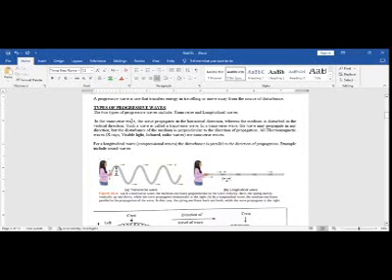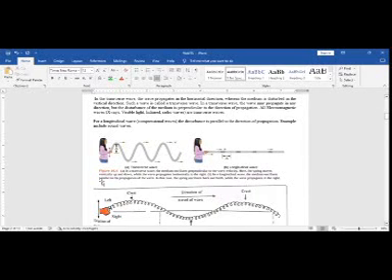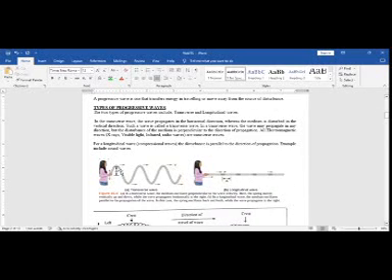In the transverse wave, the wave propagates in the horizontal direction, whereas the medium is disturbed in the vertical direction. So you now see that in the transverse wave, the medium is being disturbed in the vertical direction, but the wave moves in the horizontal direction.